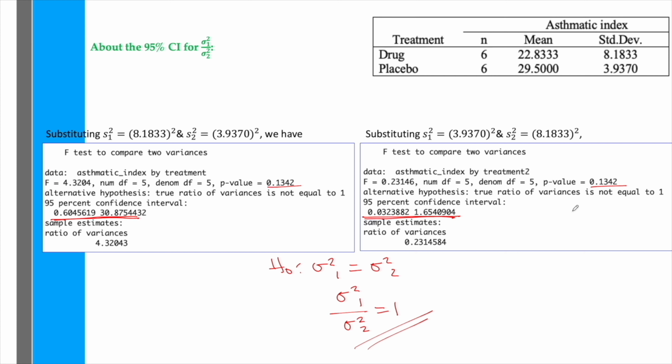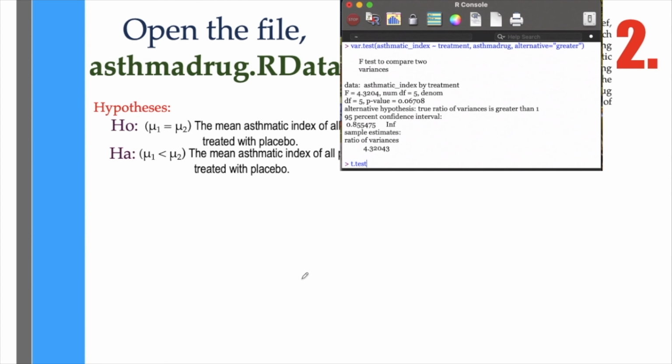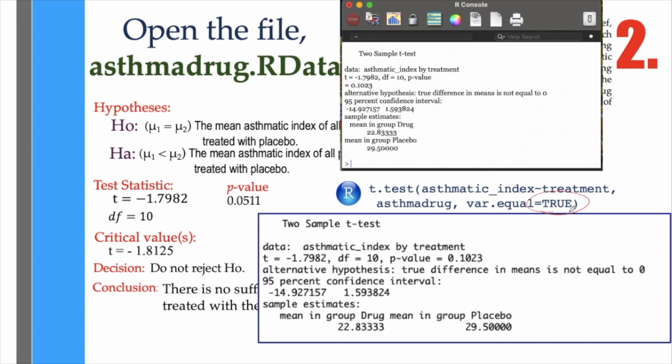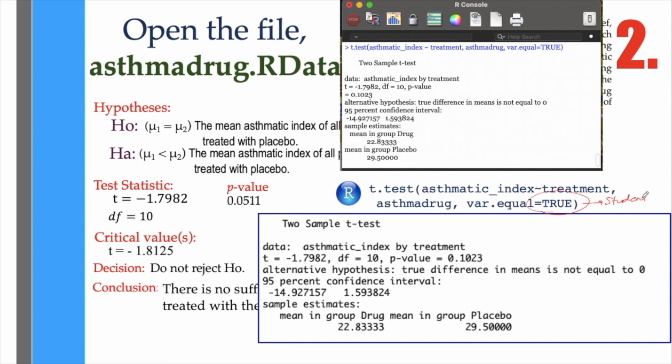Now to perform the student's t-test, all you have to do is type t.test and then the same format: asthmatic index, tilde, treatment, then asthma drug, then var.equal = TRUE because we assume equal variances. If this option is true, that tells R that the output must be the student's t-test. And this is the student's t-test.